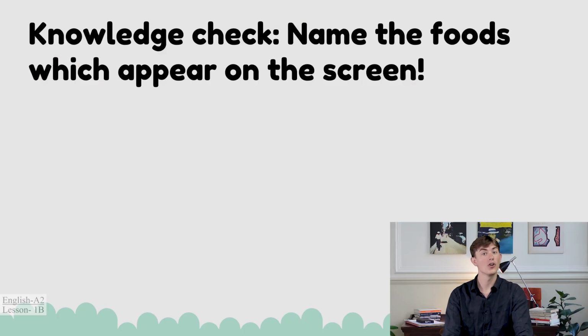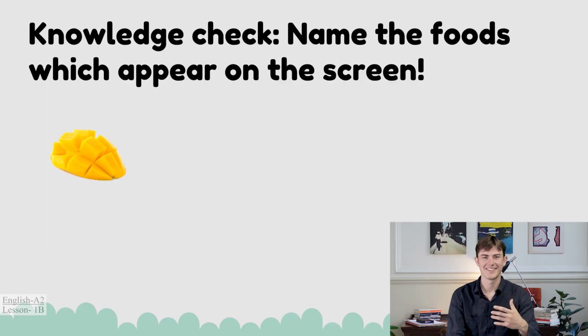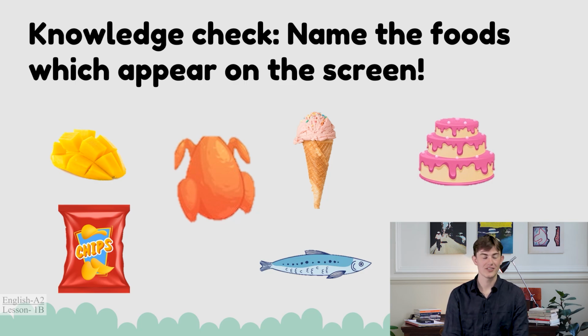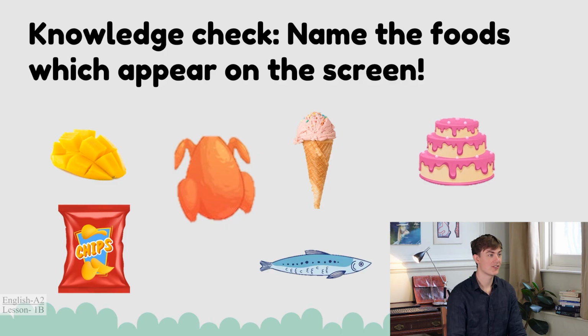Okay, let's get ready for our knowledge check then. So our first food has appeared on the screen, of course. It's my favourite, the mango. Now, our other foods which are there, what are they called? We've got a bag of crisps, of course, or chips. We've also got a chicken, a whole chicken there. Then we've got an ice cream, perhaps for dessert, or pudding, we sometimes call it, dessert or pudding. And then finally, we've got our fish there. I'm not sure what fish that is, but we'll just call it a fish for now.